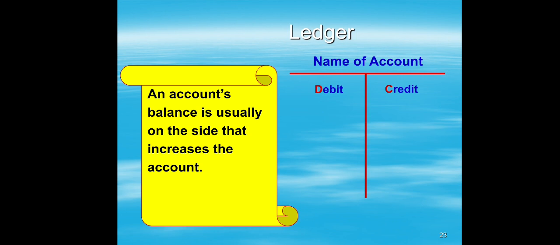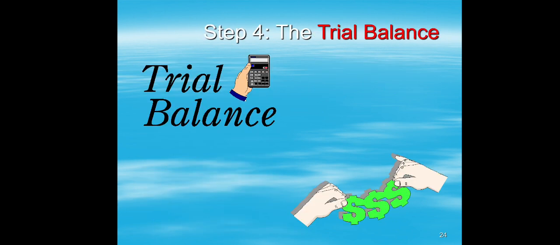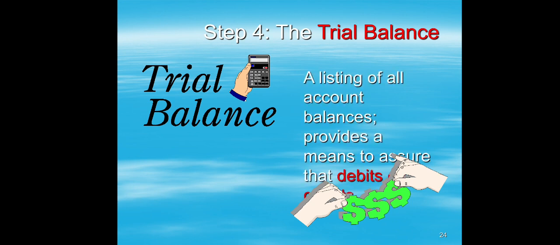Okay, and then this is step 3 in the accounting cycle. After you have calculated all the balances of each account, then you have to do step 4 in the accounting cycle. In step 4, you have to prepare a trial balance. Okay, what is a trial balance? A trial balance is a list of all accounts with their balances.